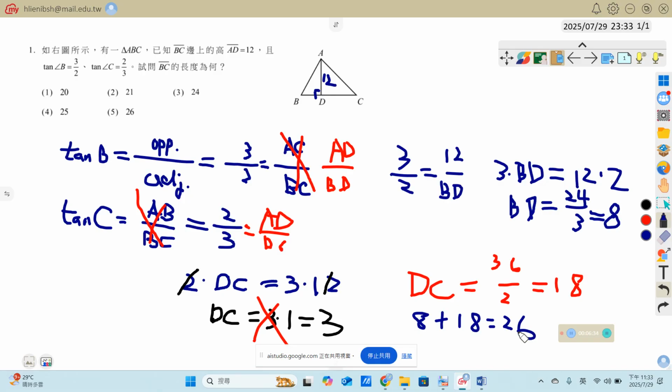Correct. 8 plus 18 is 26. So the length of BC is 26. Does that make sense, given the options provided? Option 5. Yes. Option 5 is 26, so it matches. You've successfully solved the problem. You used the tangent ratios to find the lengths of the segments of BC, and then added them together to find the total length of BC. Do you have any other questions or want to try another problem?